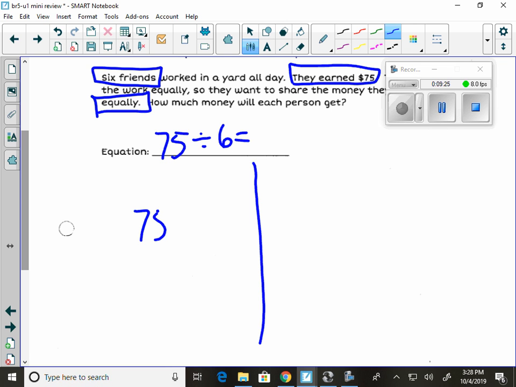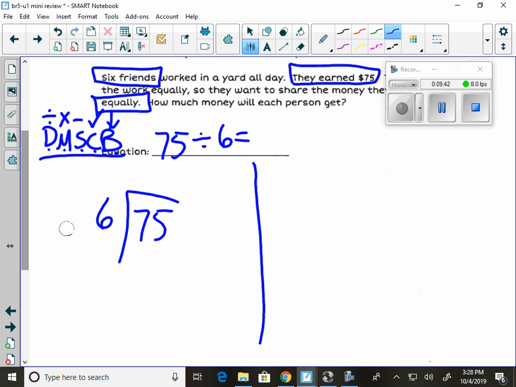Long division. We've talked a lot about that this past week. And I've talked about D, M, S, C, B: dad, mom, sister, cousin, brother, or does McDonald's serve cheeseburgers, to help remember that it's divide, then multiply, then subtract, then check, and then bring down a number. Here they are. 6 divides into 7 once. Multiply 1 times 6. Subtract, that's 1. Always check. Is that less than 6? It is. Bring down the 5.